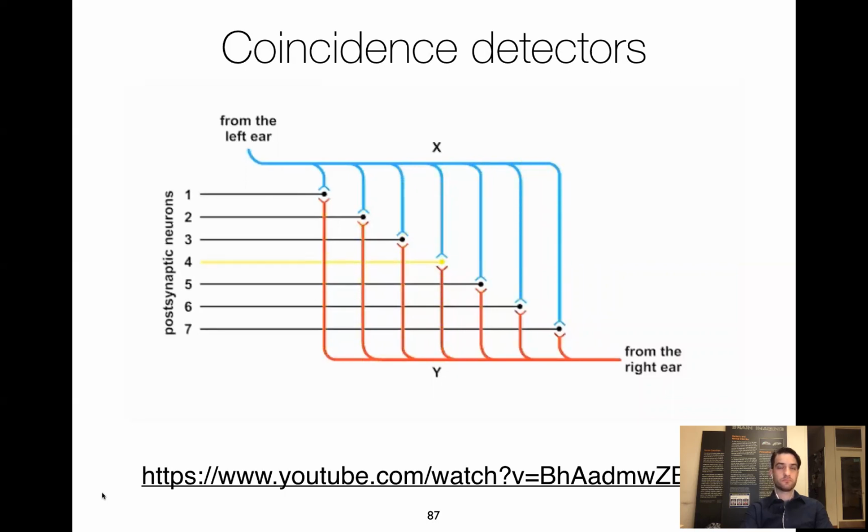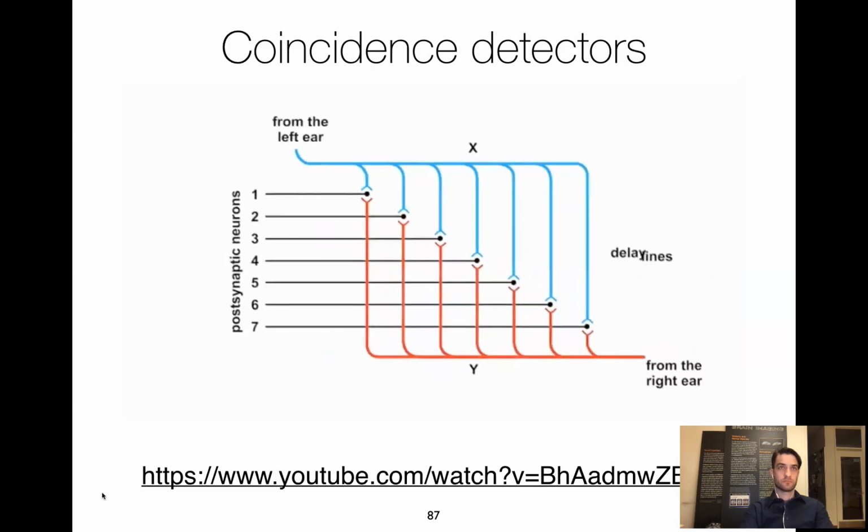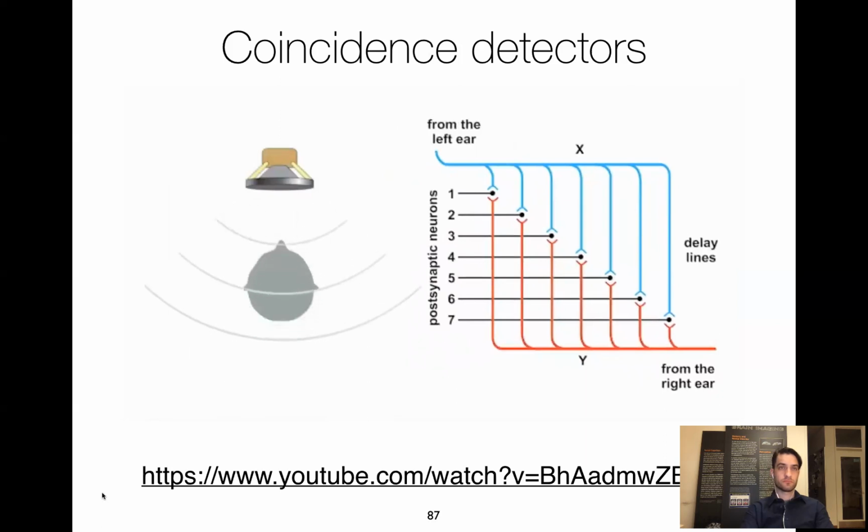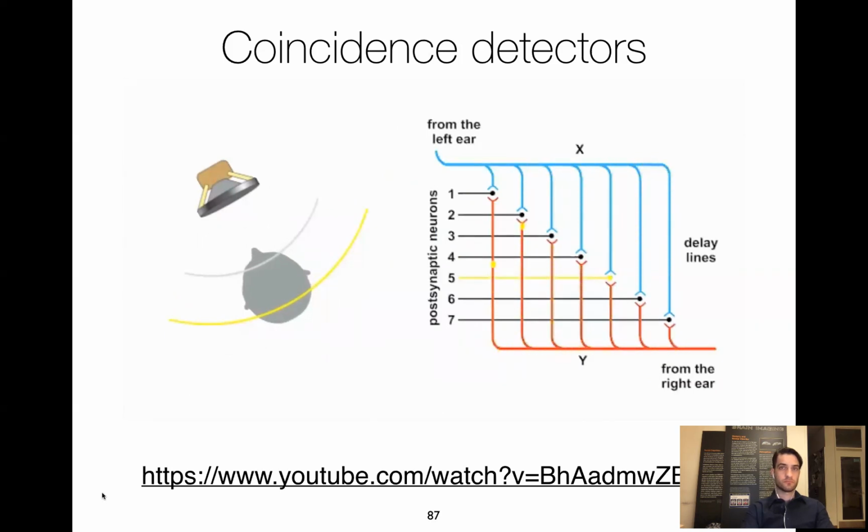In other words, these neurons act as coincidence detectors. The different lengths of these blue and red branches, called delay lines, will cause these neurons to be maximally activated by sounds at different locations on the horizontal plane. If a sound originates from straight ahead, it will reach the left ear and the right ear at exactly the same time, and therefore the sound signal will reach X and Y at exactly the same time. Only neuron 4 will be maximally activated. If a sound originates 30 degrees from the left, it will reach X slightly before Y, and only neuron 5 will be maximally activated.